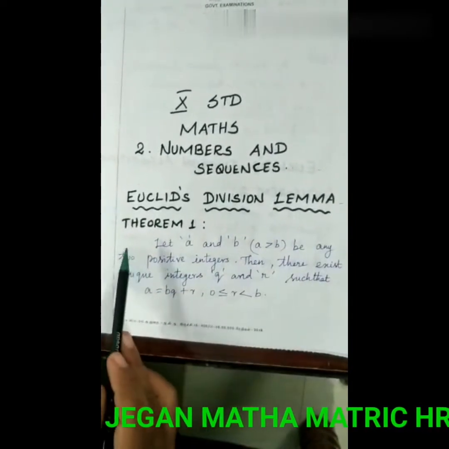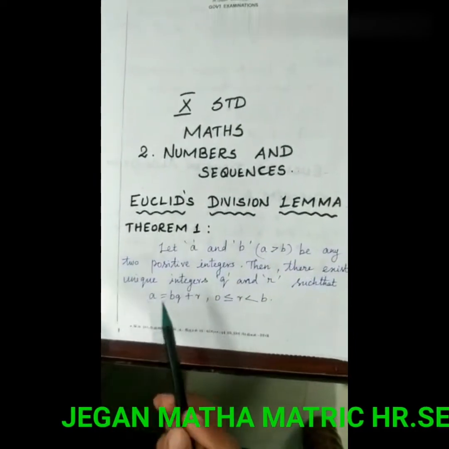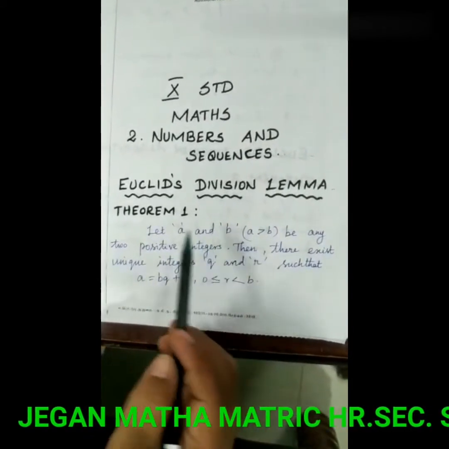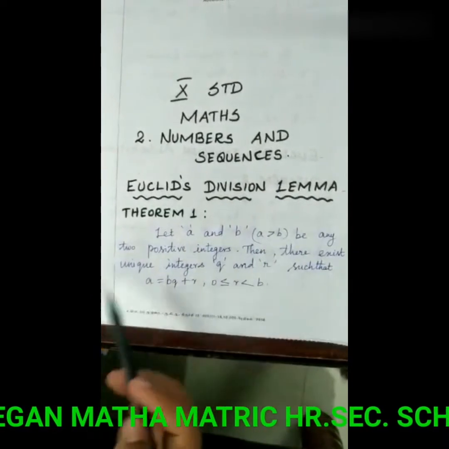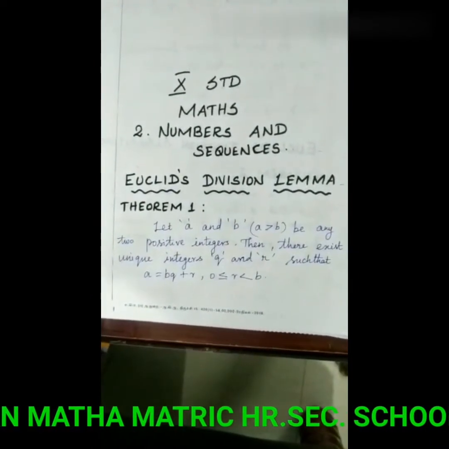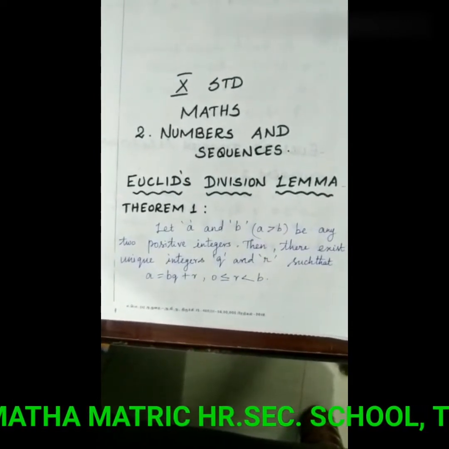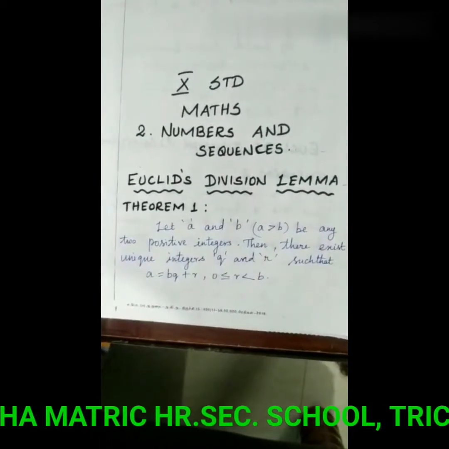Let us now discuss Euclid's lemma and its application through an algorithm termed as Euclid's division lemma. A lemma is an auxiliary result used for proving an important theorem. It is usually considered as a mini theorem.